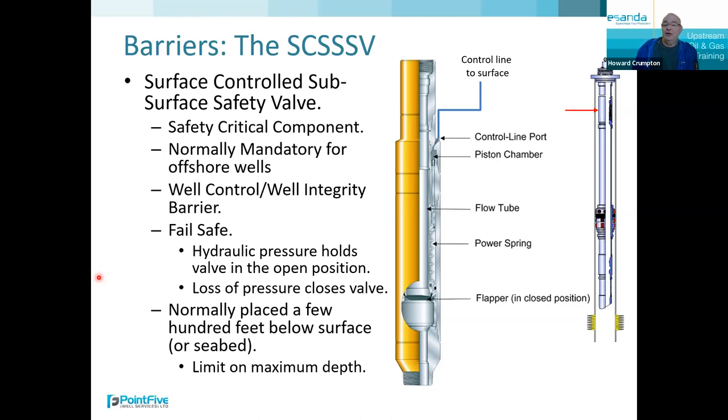It requires hydraulic pressure supplied from surface to keep it in the open position. And if that hydraulic pressure fails, either because you've initiated a shutdown or because something's happened to the topside facilities, then the valve will close. Almost all safety valves today use a flapper. Older types used to use a ball valve, but there is a closure mechanism here. That valve closes and shuts off production from below the valve.